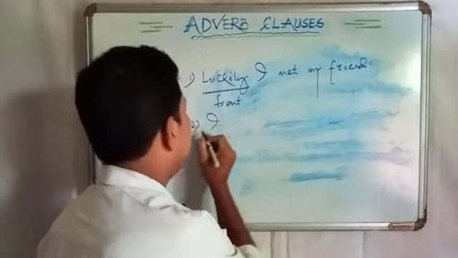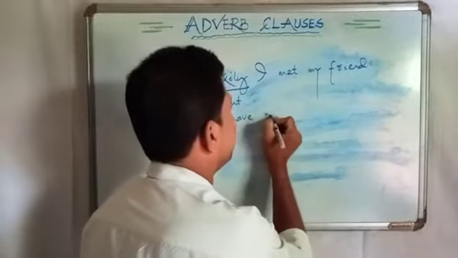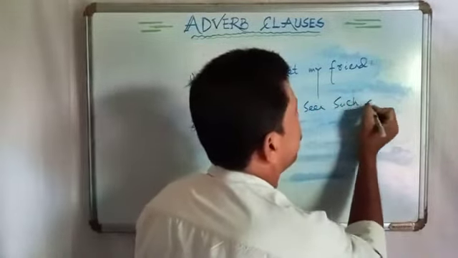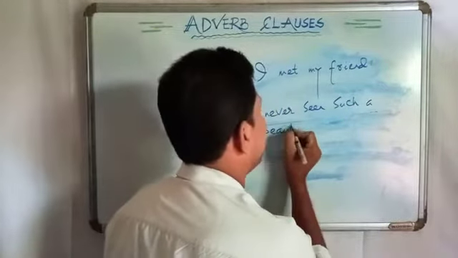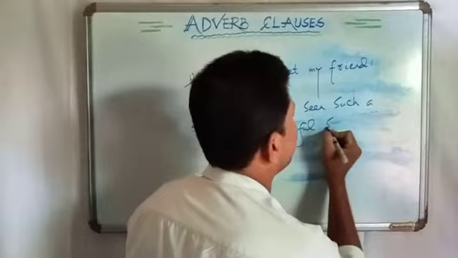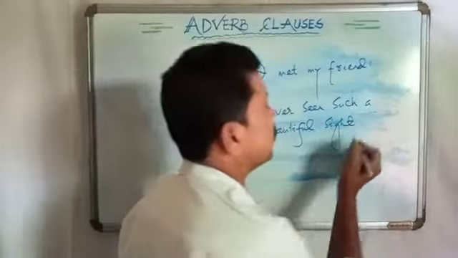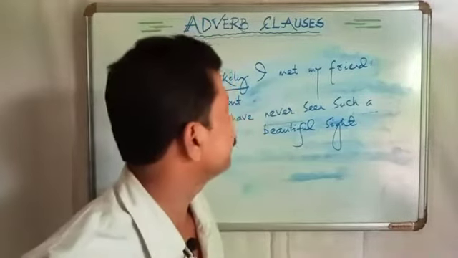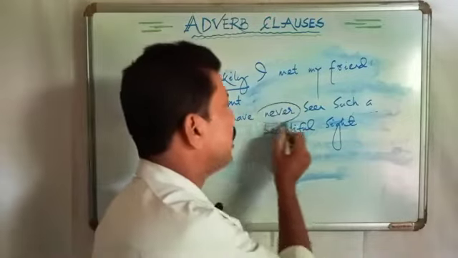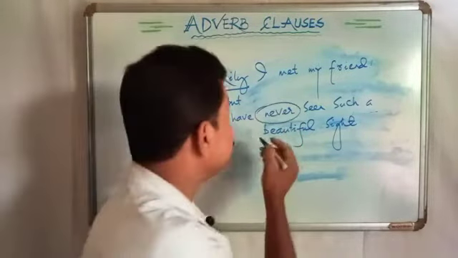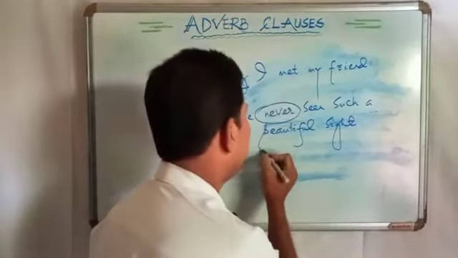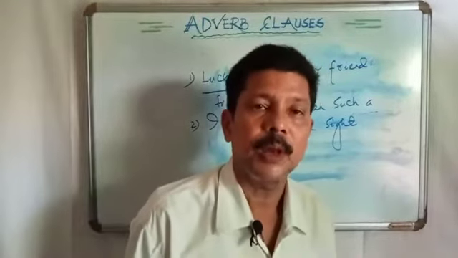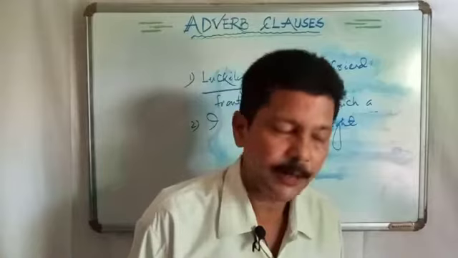Another sentence. I have never seen such a beautiful sight. I have never seen. The never is the adverb and it is used in the mid position. Mid position. But another sentence about an adverb that comes in the end position.